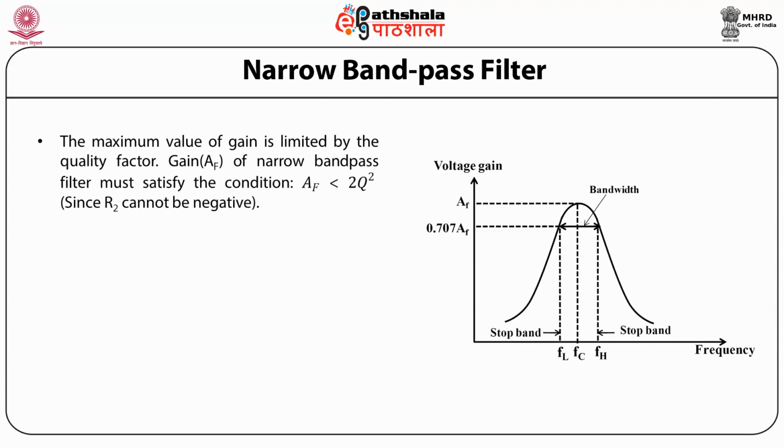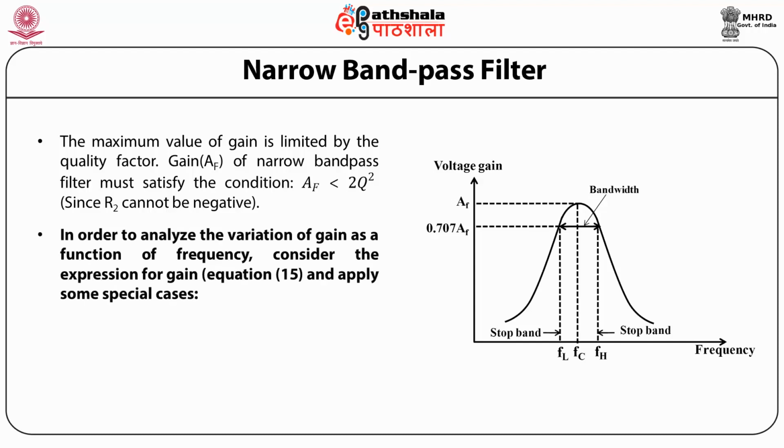The maximum value of gain is limited by the quality factor. Gain AF of a narrow bandpass filter must satisfy the condition AF is less than 2Q square, since R2 cannot be negative. Therefore, in order to analyze the variation of gain as a function of frequency, we consider the expression for gain, that is equation 15, and apply some special cases.